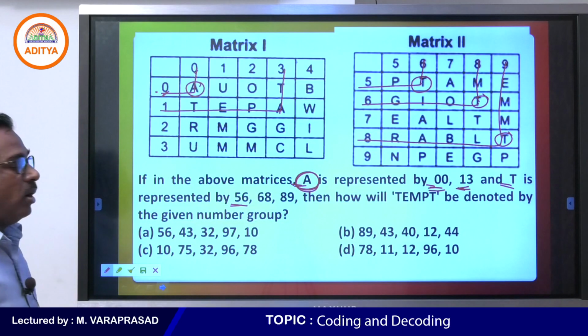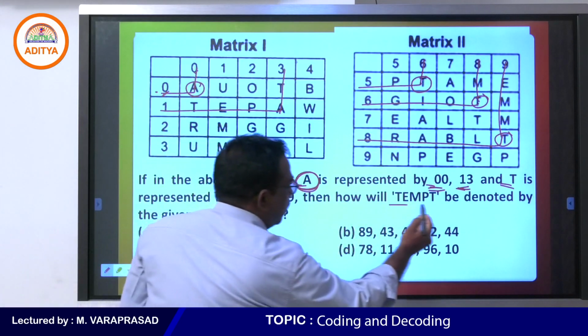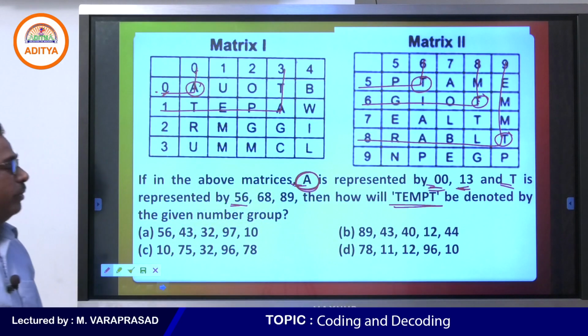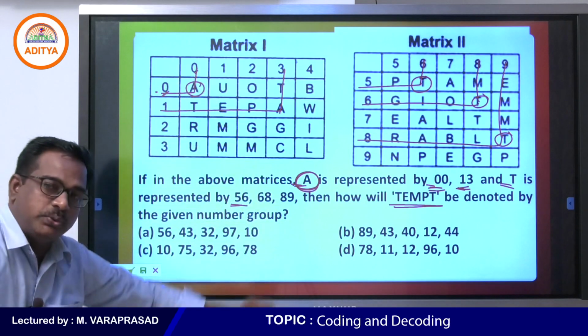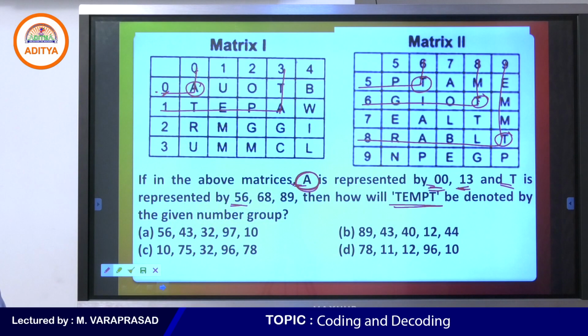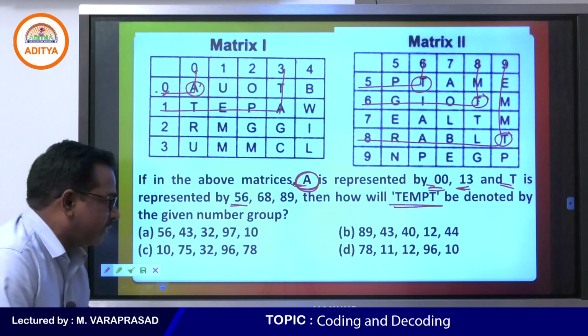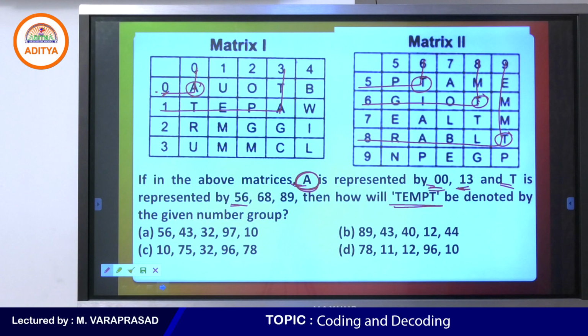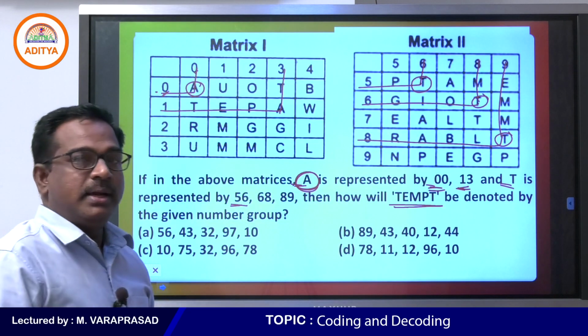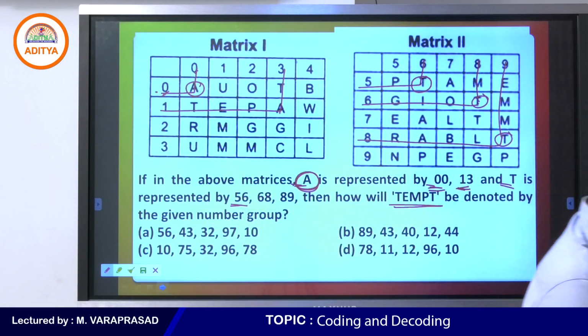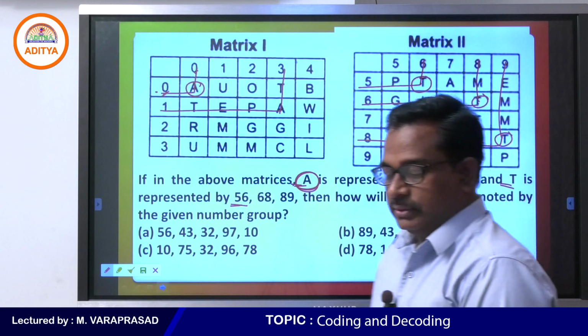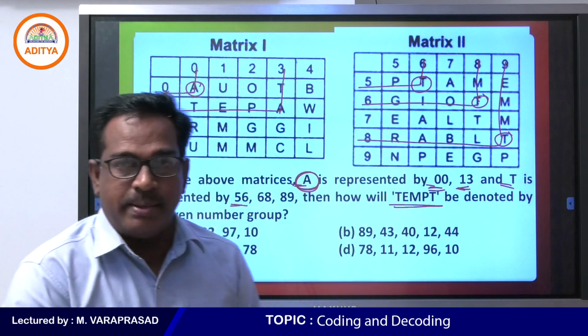Now it is asking how TEMPT will be denoted by using matrix 1 and matrix 2. TEMPT, T-E-M-P-T. Four options are given. So which answer will you get? Yes, my students. Right now, discuss what answer you will get here.